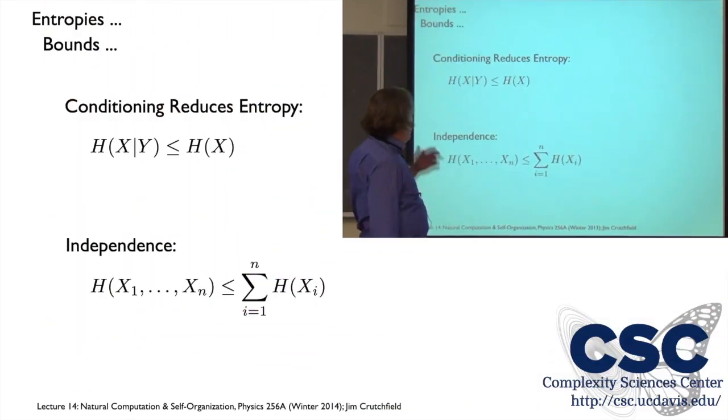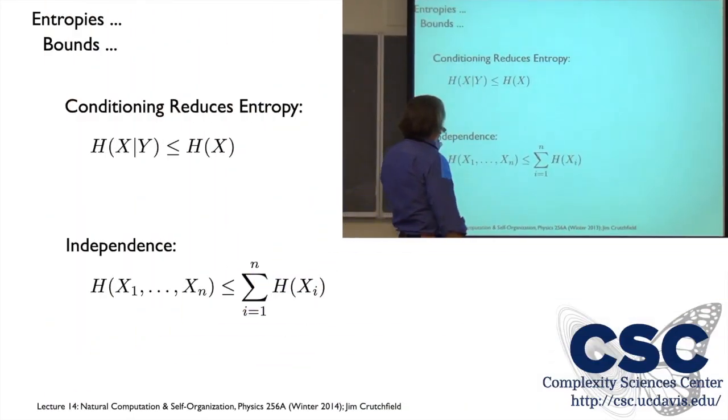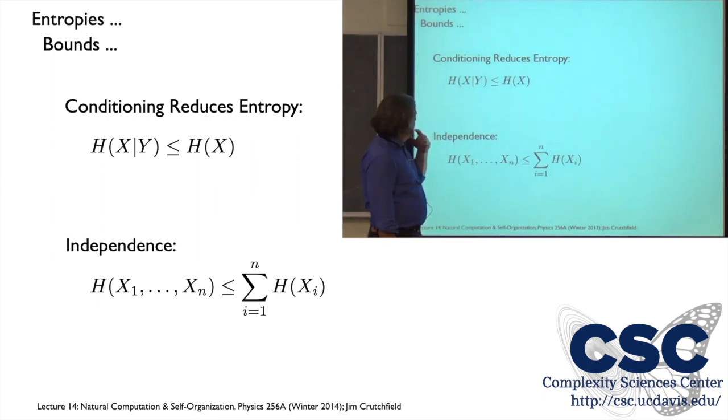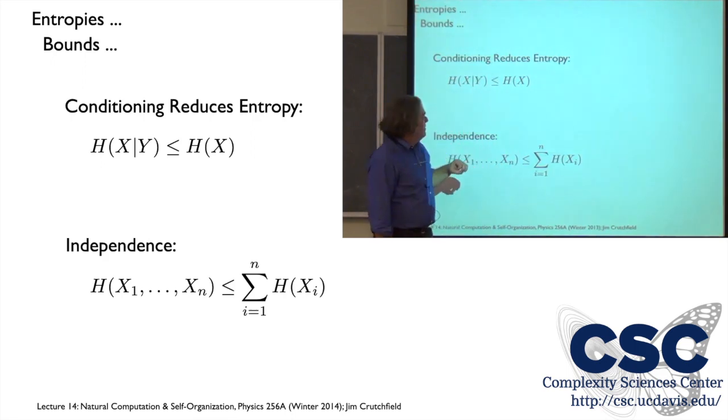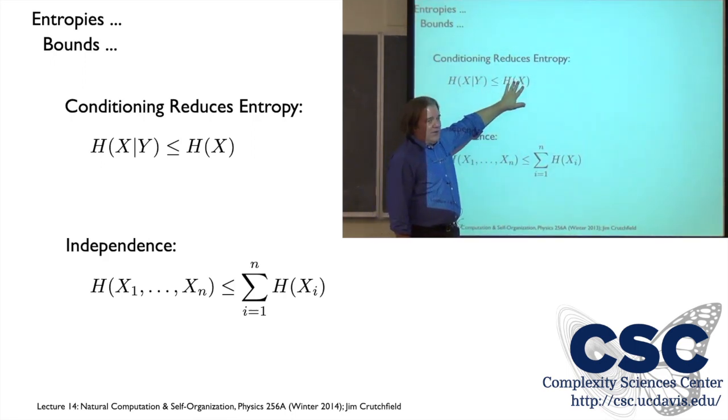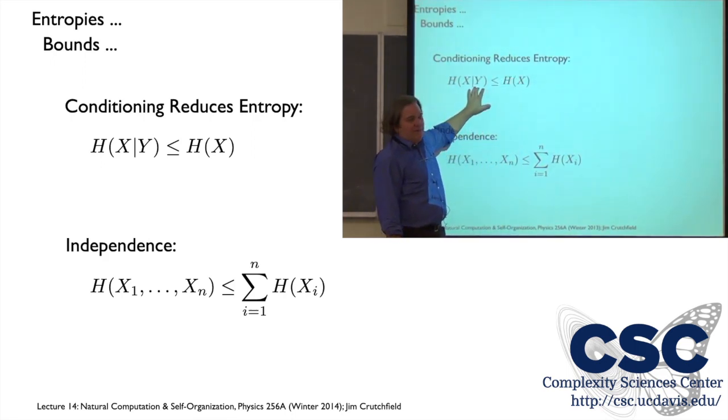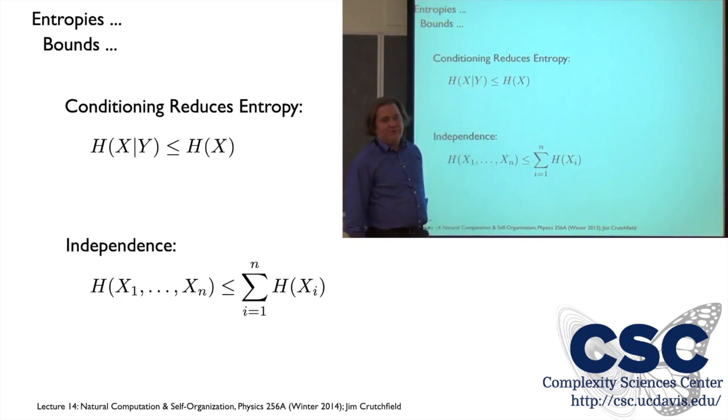Another property, we argue, this often gets used in arguments. We will use this in arguments later on. A nice way to remember it is conditioning reduces entropy. So if I have some uncertainty in a random variable, I tell you something else, your uncertainty can't go up. Basically, it goes down, right?